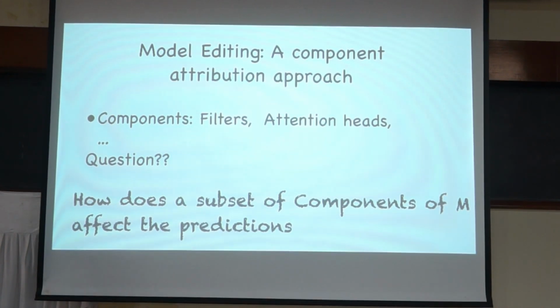Now, the key to doing model editing is I want the output of the model to behave differentially between Dt and Dr. So it's critical to understand the behavior of the components of M. Maybe one question I can ask is, how does a subset of components of M affect the predictions? That is, you draw a subset of components and ask how this component affects the prediction.